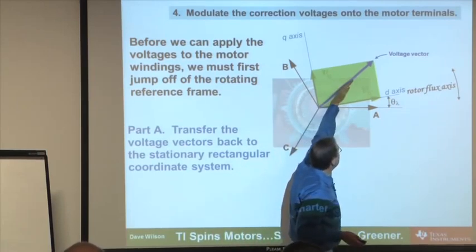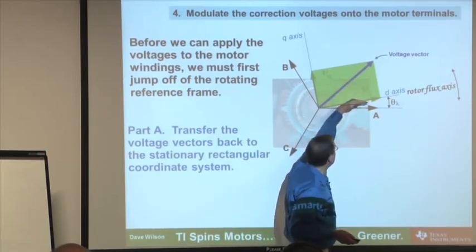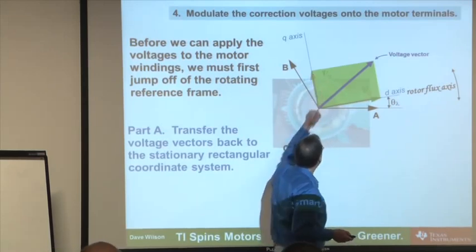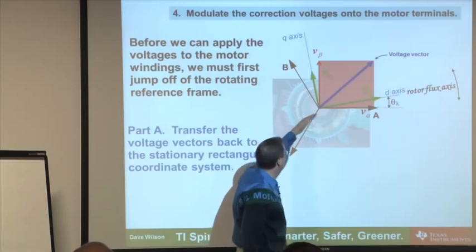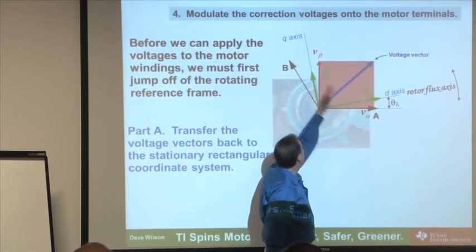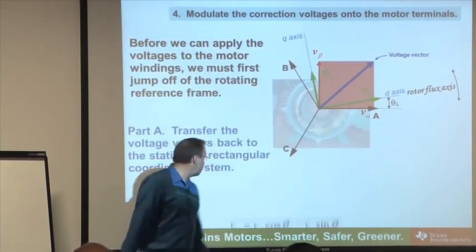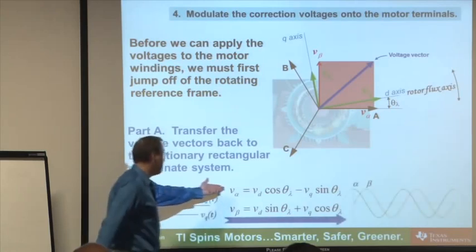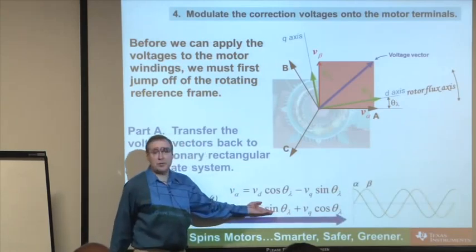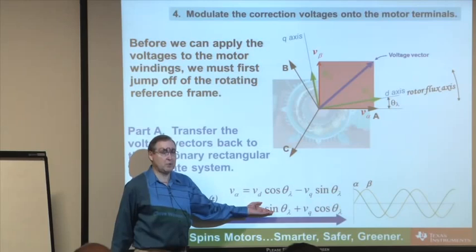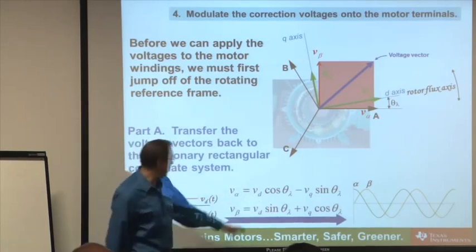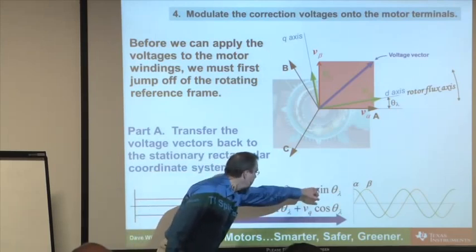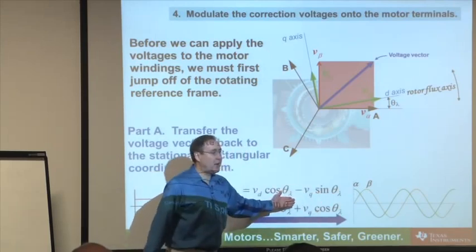I'm going to take whatever that voltage vector is as a result of VD and VQ, and resolve it back in the stationary reference frame as voltages V alpha and V beta. The equations I use look very similar to the equations I used to jump up onto the rotating reference frame to begin with. In fact, I can reuse a lot of the calculations I already did, such as the cosine of the angle and sine of the angle.